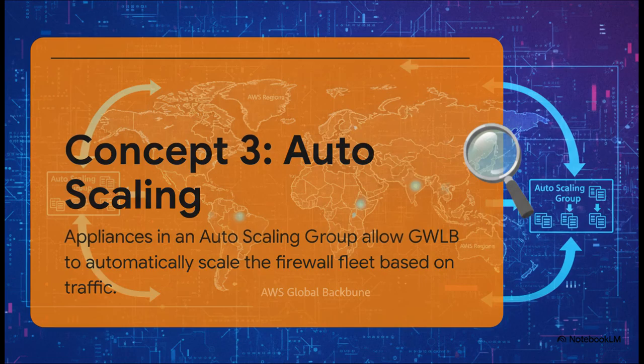And this right here, this is where the cloud just shines. Your firewall capacity is no longer limited by a physical box you bought 3 years ago. Your security appliances live inside an auto-scaling group, so when a traffic spike hits, the fleet scales out automatically. When things quiet down, it scales back in. This is on-demand, elastic security capacity that you just can't get with traditional hardware.